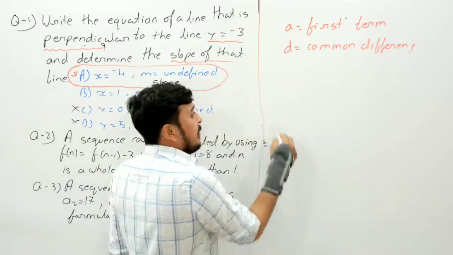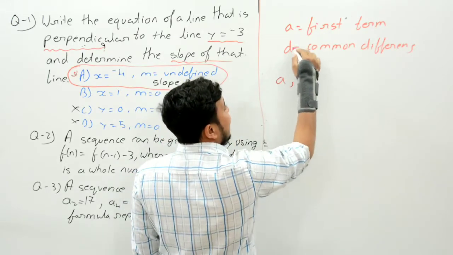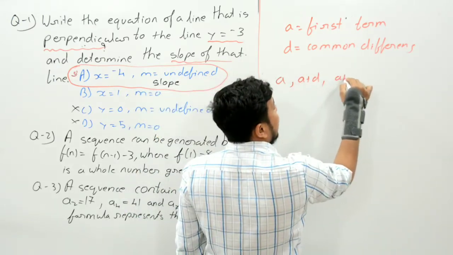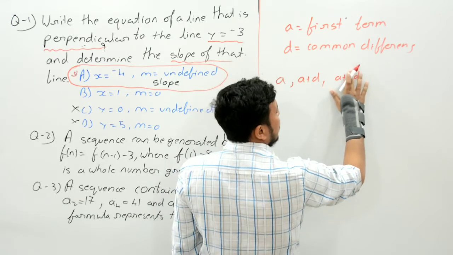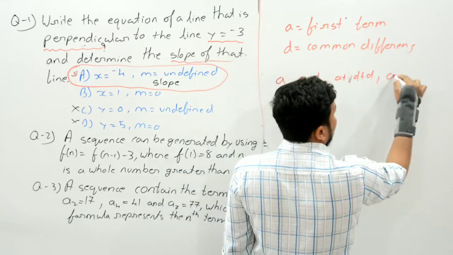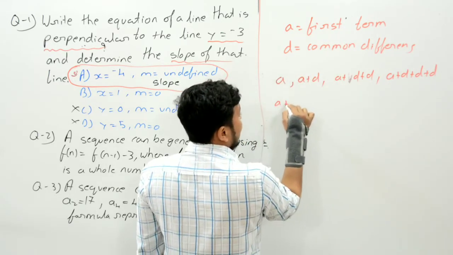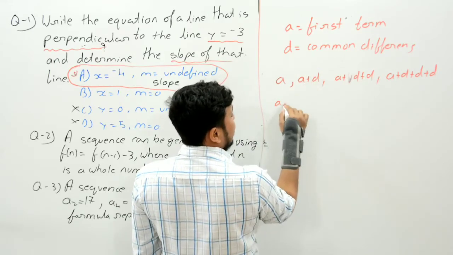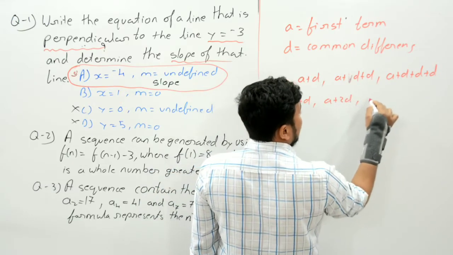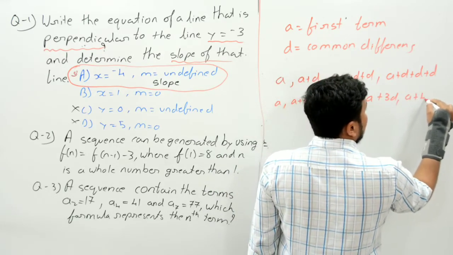Then what can be the first term of AP? Suppose it is A. Now what can be the second term? Second term will be A plus d. What can be the third term? A plus 2d, which equals A plus d plus d. Now adding d to the third term, we get the fourth term: A plus d plus d plus d. So that will be A, comma, second term A plus d, third term A plus 2d, fourth term A plus 3d. Now the fifth term will be A plus 4d.